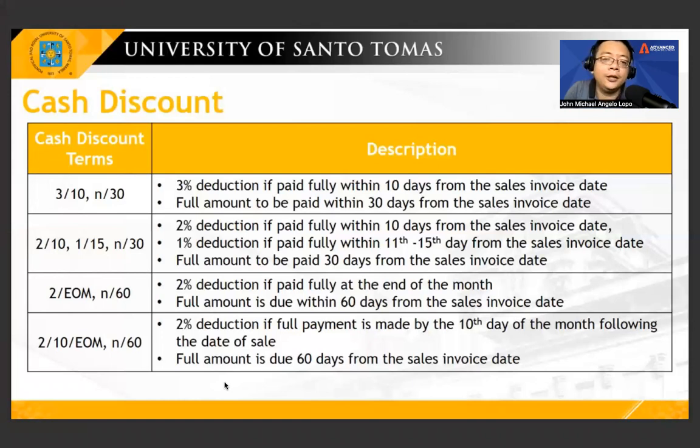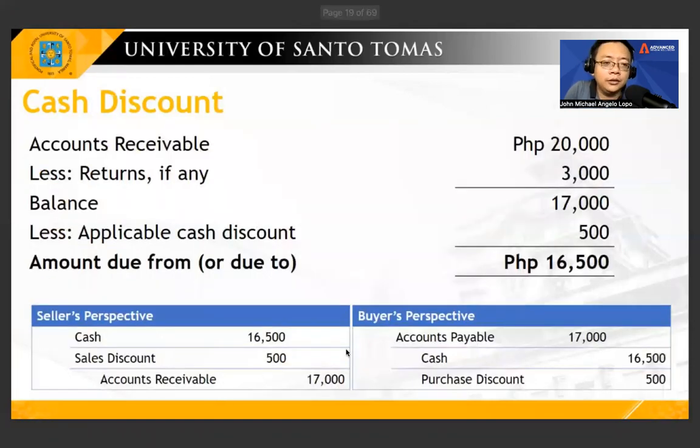Di ba? Okay. So the cash discount, no? So you have account receivable, less returns if any, then the balance is 17, no? Then the less applicable, for example, you have discount of 500, the amount you earn is 16,500, no? So in the sales perspective, you're only receiving 16,500 out of 17 kasi nga, nagbigay ka ng discount, no, sa customer mo. And the AR to be deducted is 70. Kasi yun pa rin yan, no? Yun pa rin yung AR.